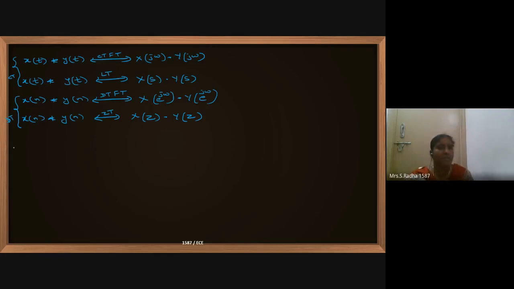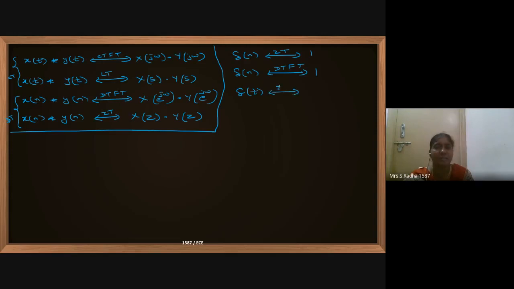Okay, and we have some other things. Impulse signal, any transform you apply, impulse signal is 1. Del of n you take, Z transform is 1. Del of n you take, DTFT is 1. Del of t, impulse signal, in continuous time, Laplace transform is 1. If you take del of t and apply CTFT, it is 1. For impulse signal, you apply any transform, the value is 1.